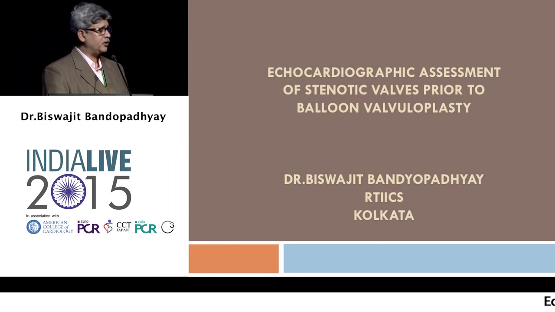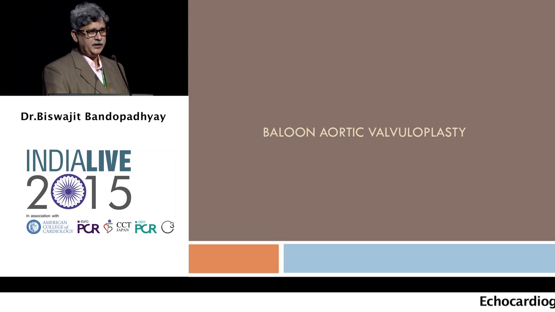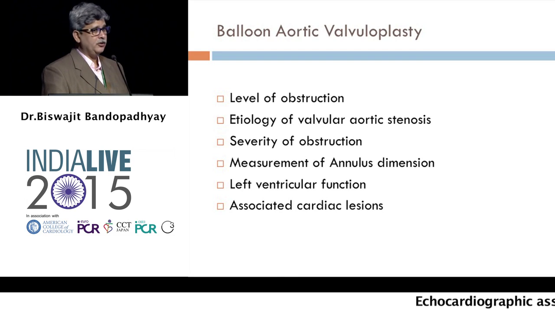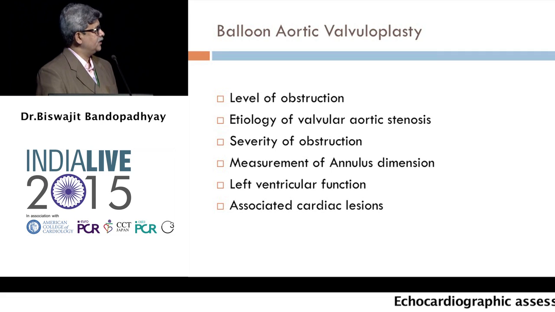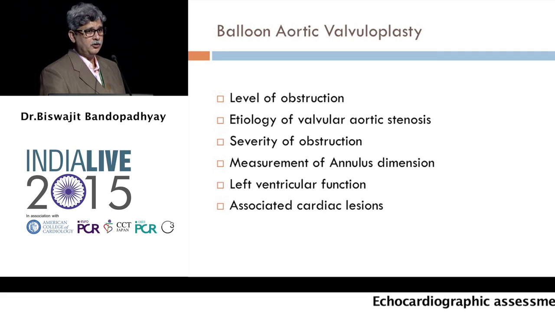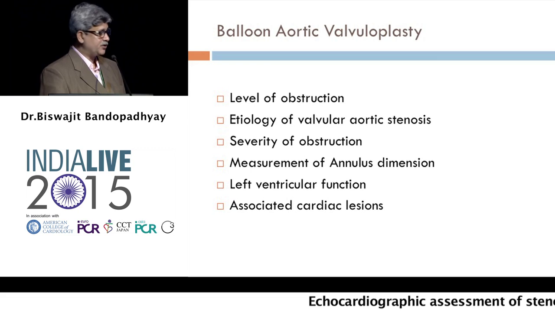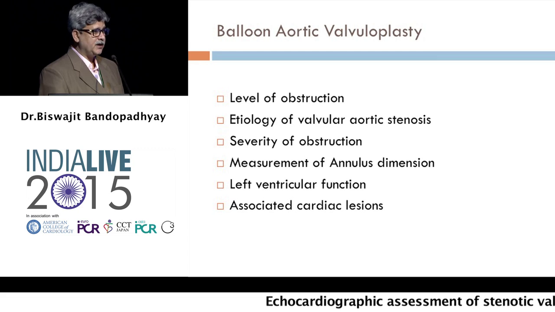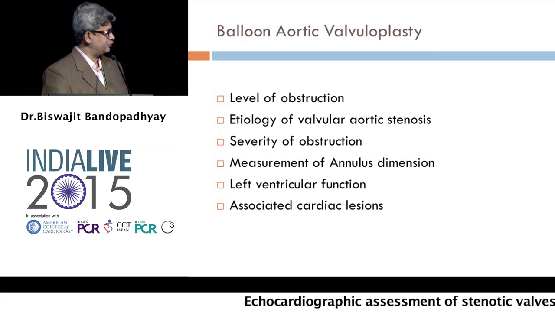Valvuloplasty is extremely important from the point of doing an intervention, because more than angiography, I think echo gives you a better overview of the whole lesion. So in balloon aortic valvuloplasties, these are all the things we should look at before we go on to dilate the valves: level of obstruction, etiology of valvular aortic stenosis, severity of obstruction, measurement of annulus dimension, left ventricular function, and any other associated cardiac lesions.